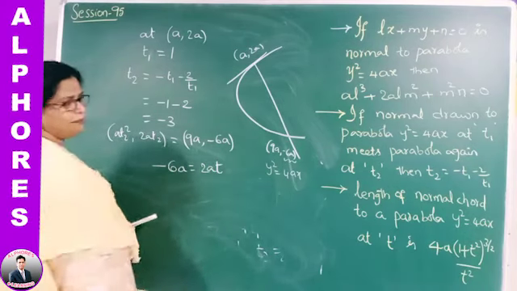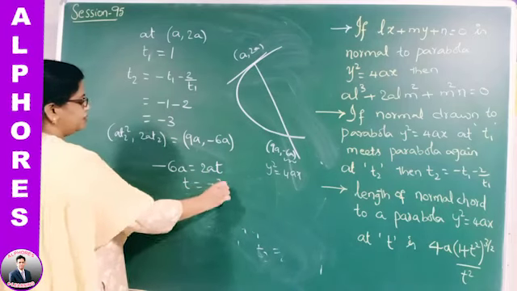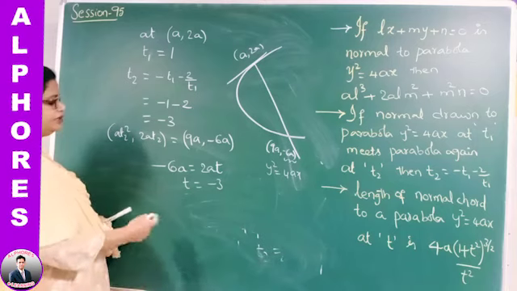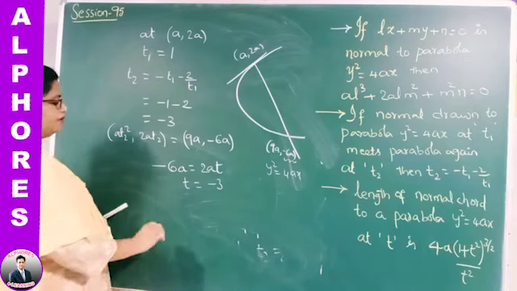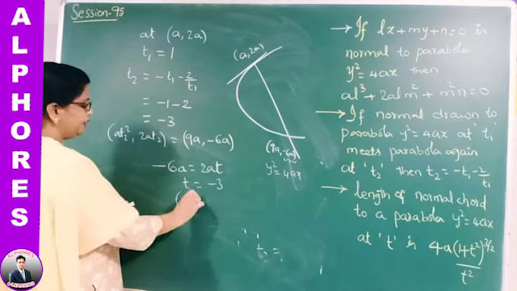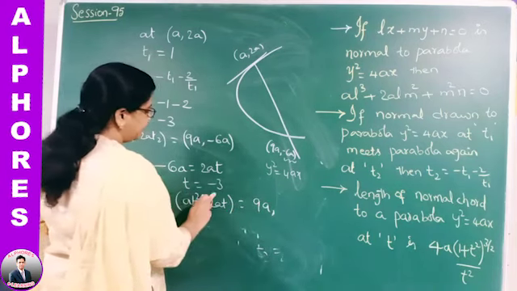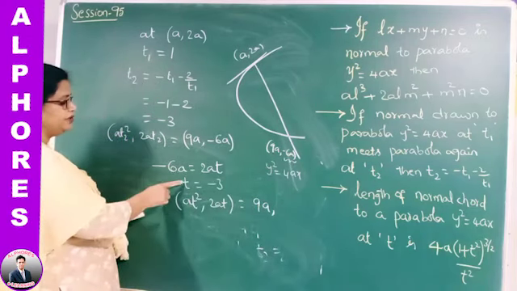So here I am comparing. So this one is how much? This is t equal to what? Minus 3. Understand? Now t equal to minus 3 means what is our formula? (at², 2at). So what is (at², 2at) here? This is nothing but here 9a, and what is the other value? Minus 6a. Okay students, so this one you got t value.